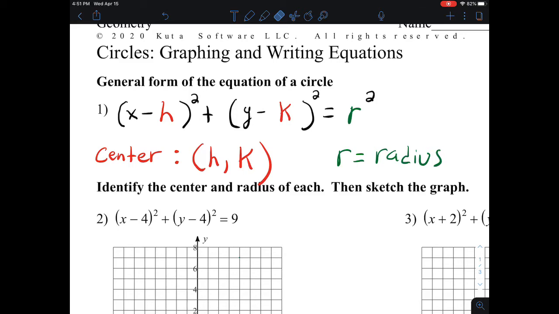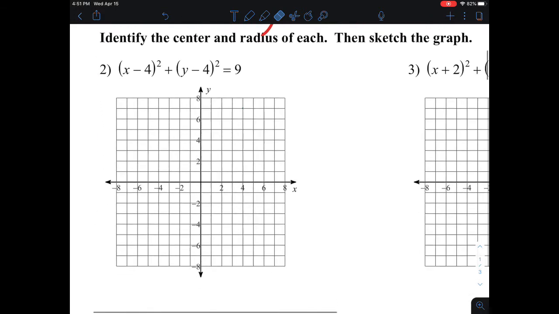In this video, we're going to look at graphing and writing the equation of a circle on the coordinate plane. Now, the general form for the equation of a circle is written right here: (x - h)² + (y - k)² = r², where h and k are the coordinates of the center of the circle, and r represents the radius. To begin with, we're just going to identify the center and the radius, and we're going to try to sketch the graph.